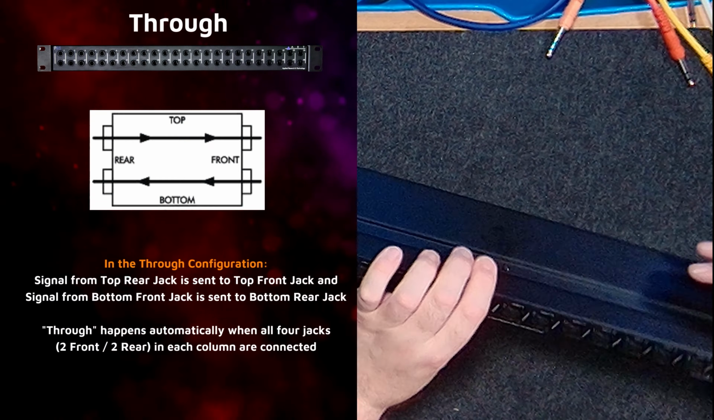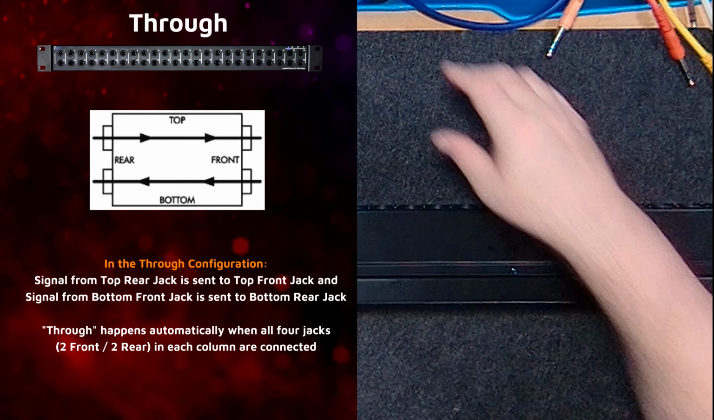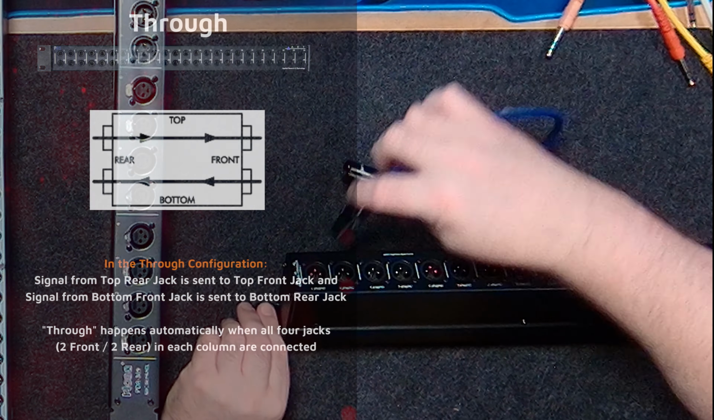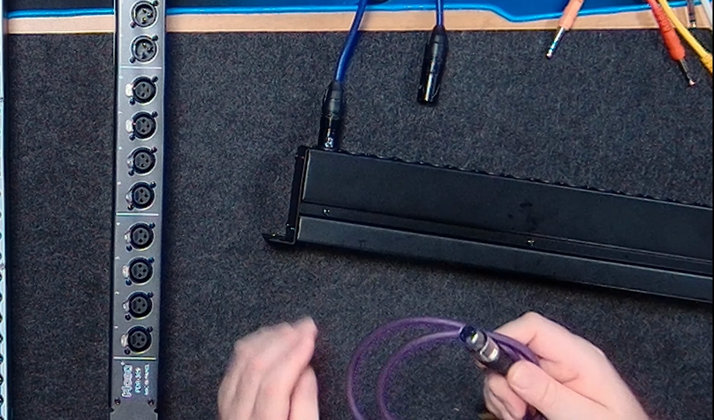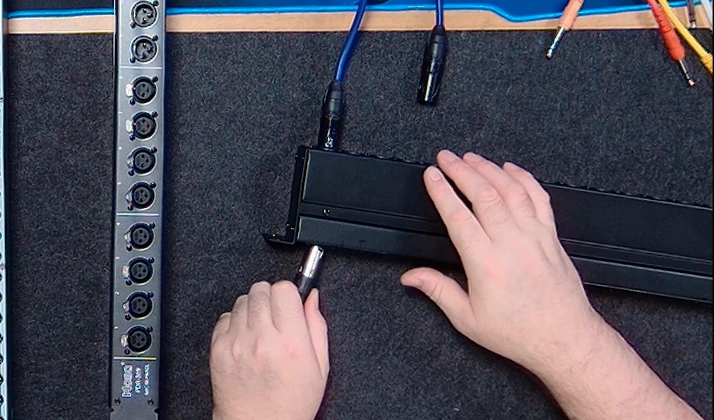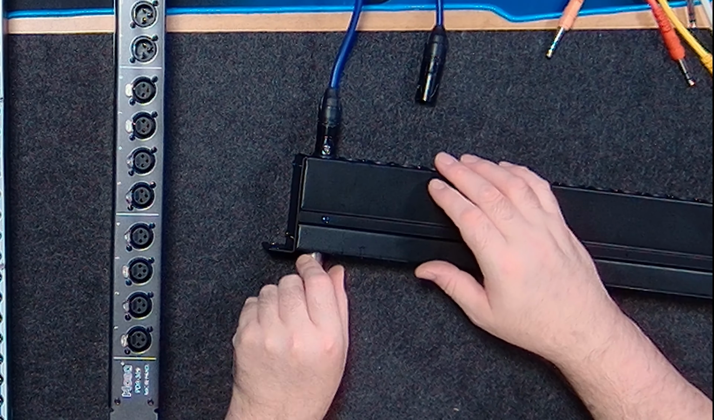There is no such thing as normal or half normal on this patch bay. Everything just goes through from front to back. So if I have a signal coming into the back, I'll go ahead and make that connection. It's simply going to come out of the front of the unit. And I can do the same thing. I can run a signal into the front and out the back.